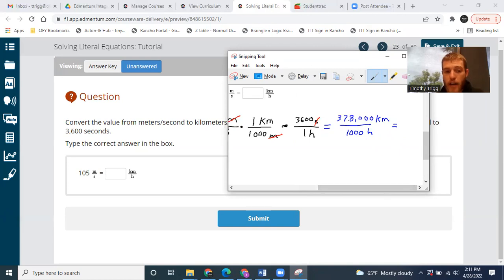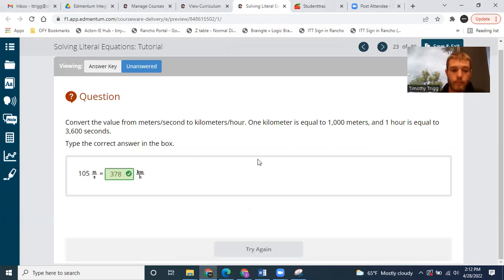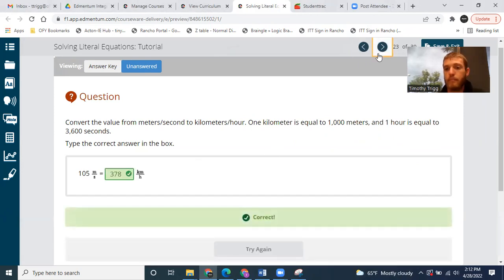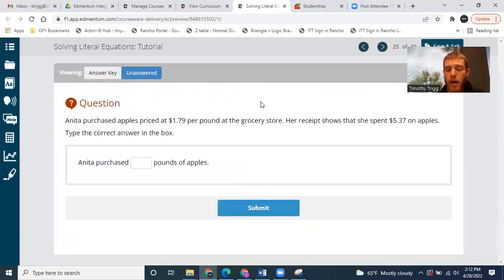We can reduce this fraction by 1,000. So just go ahead and divide top divided by bottom, top divided by bottom to get our answer. And you should get 378, and this will be kilometers per hour. Good. So again, multiply all the numerators, multiply all the denominators, and numerator divided by denominator.